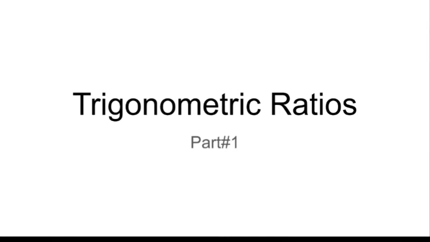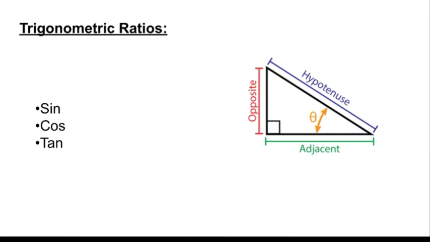Today in this video I will discuss with you trigonometric ratios. There are three basic trigonometric ratios, that is sine, cos and tan. So now I will share with you how to calculate these values by simply using a right angled triangle.